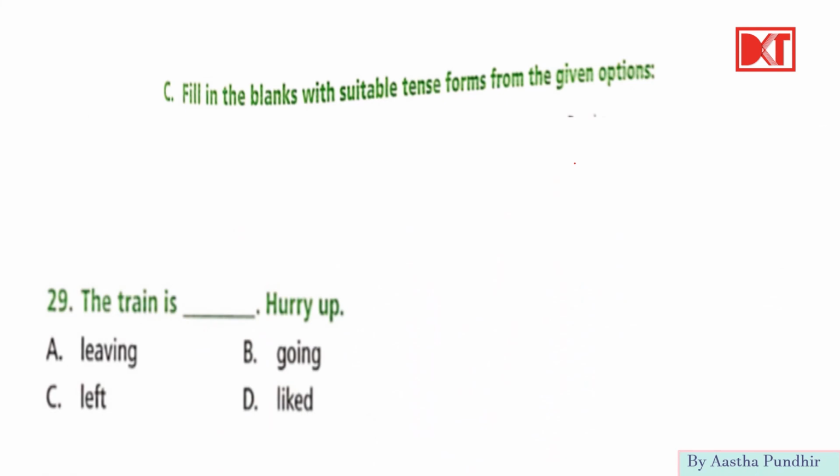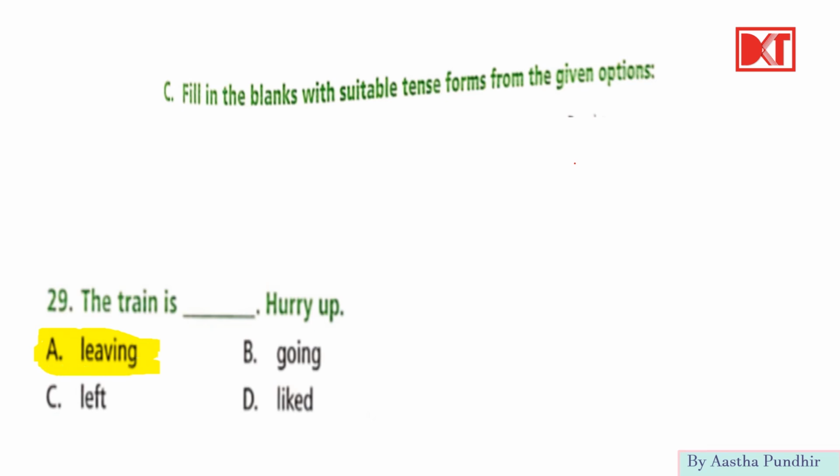Here the next question says the train is dash, hurry up. A. The train is leaving, hurry up. B. The train is going, hurry up. C. The train is left, hurry up. D. The train is liked, hurry up. Here very easy. The correct answer is A. The train is leaving. ट्रेन निकल रही है, जल्दी करो. Train is leaving, hurry up.